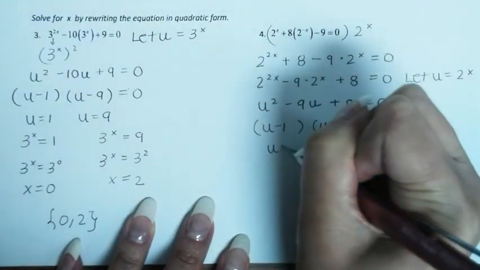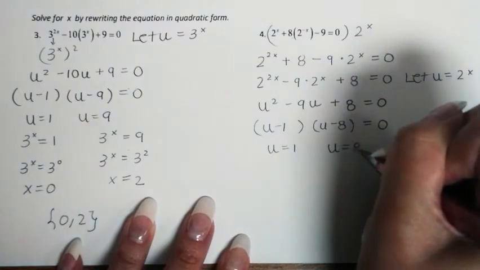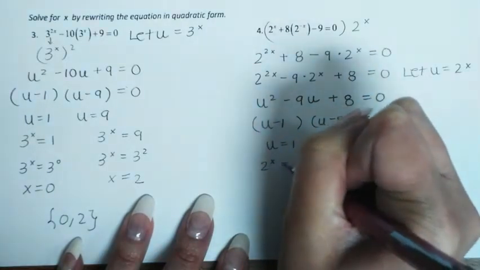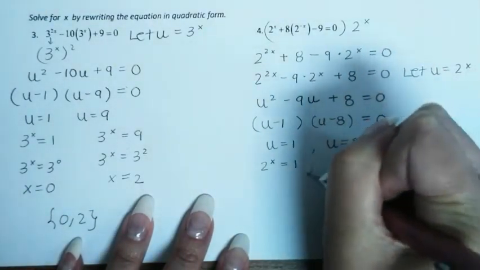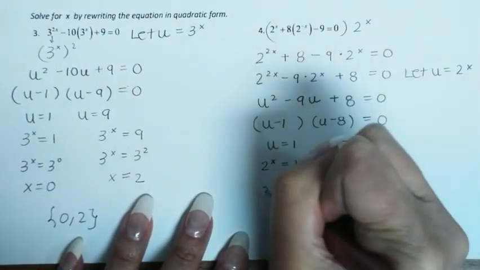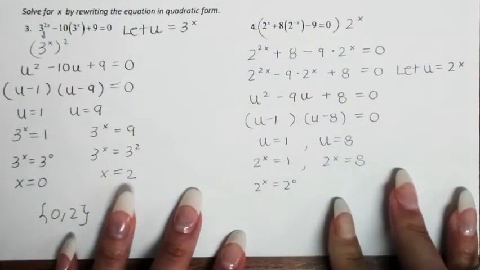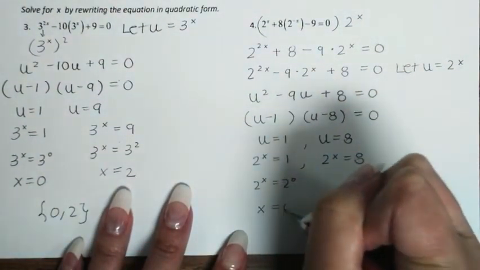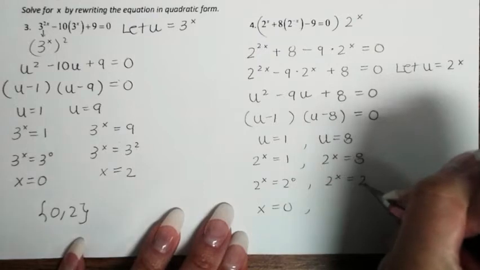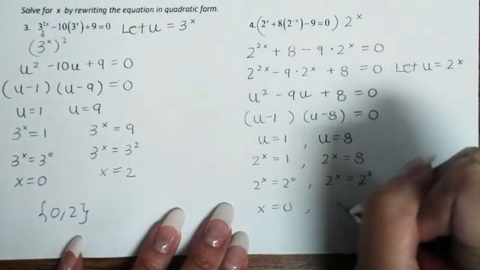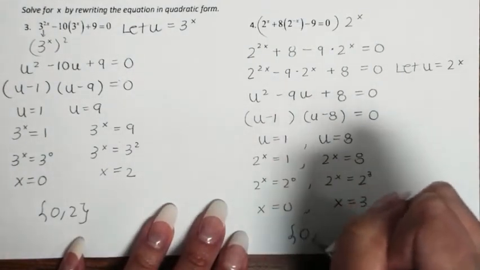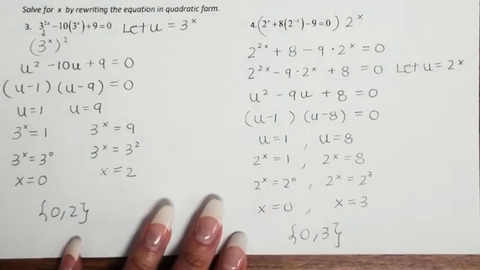Okay, so you solve for u is equal to 1, u is equal to 8. After that, you go back to your u having 2 to the power of x is equal to 1, and on this side you have that 2 to the power of x is equal to 8. You know that the 1 is 2 to the power of 0, so you know that x is going to be equal to 0, and on this side you have that your 8, what's 8? 8 is 2 to the power of 3, so you have that x is going to be equal to 3, and your two solutions again are 0 and 3. Okay, as simple as that.